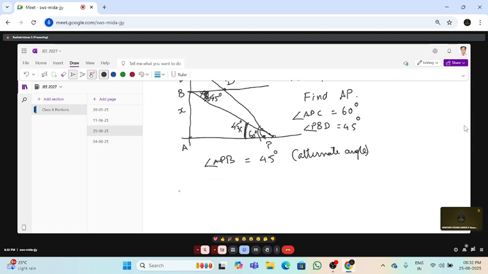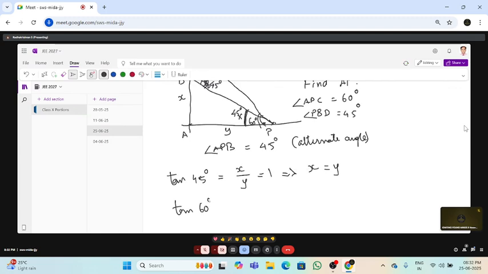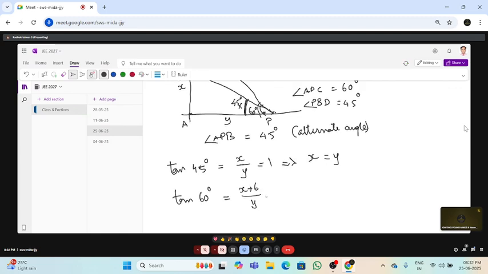Now write down the formula for the other angle, tan 60 degree. Tan 60 degree is the opposite side, X plus 6, over Y. X plus 6 over Y equal to, what is tan 60 degree? Root 3, sir. Yes, root 3.